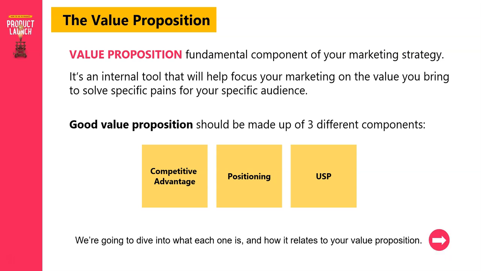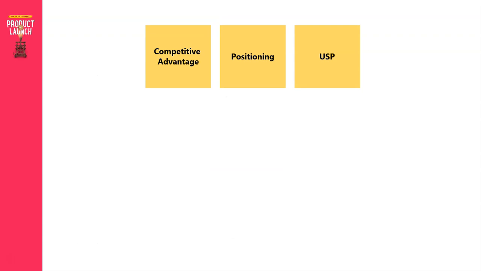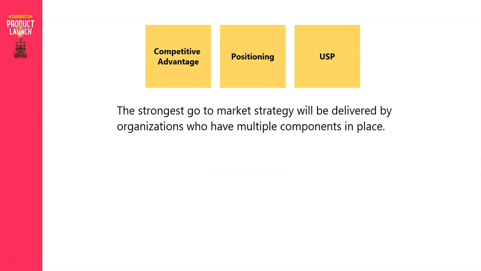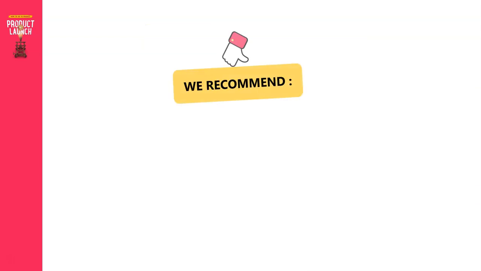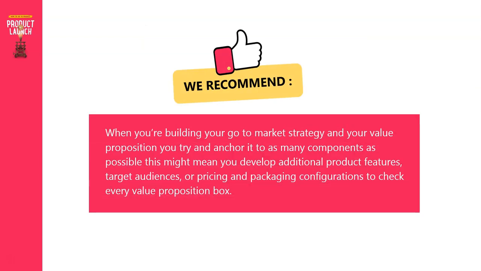Of course, it's entirely possible to go to market without all 3 components. However, the strongest go-to-market strategy will be delivered by organizations who have multiple components in place. For example, if you have no competitive advantage over your next best alternative, but you have great positioning, you can successfully capture significant market share. However, you're going to be relatively easy to displace down the road. That's why we recommend when you're building your go-to-market strategy and your value proposition, you try and anchor it to as many components as possible. This might mean you develop additional product features, target audiences, or pricing and packaging configurations to check every value proposition box.